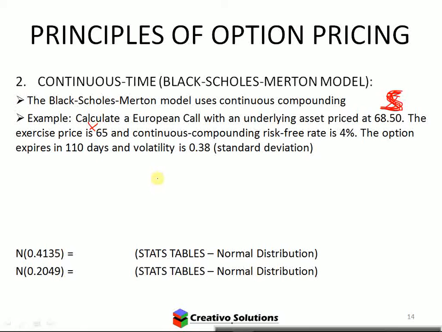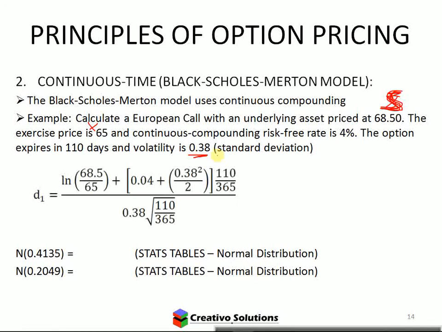Continuous compounding risk-free rate of 4%. The option expires in 110 days. And the volatility, which is the standard deviation, is 0.38. It's not often that you need to work this out. You can work it out using the stats calculator, but I don't think they're going to ask you to do that, because then they need to give you a table of values.